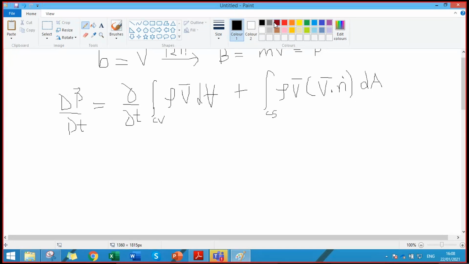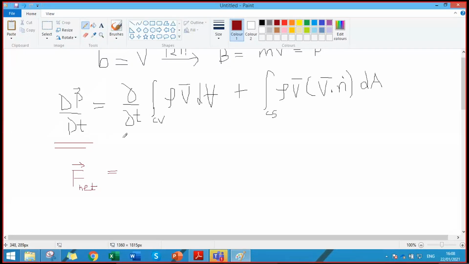Force. Yes, time rate of change of momentum is force. So basically the result of the momentum equation is the net force that is acting on the system because of the change of momentum, or the net change of momentum is equal to the net force acting on the system, right?